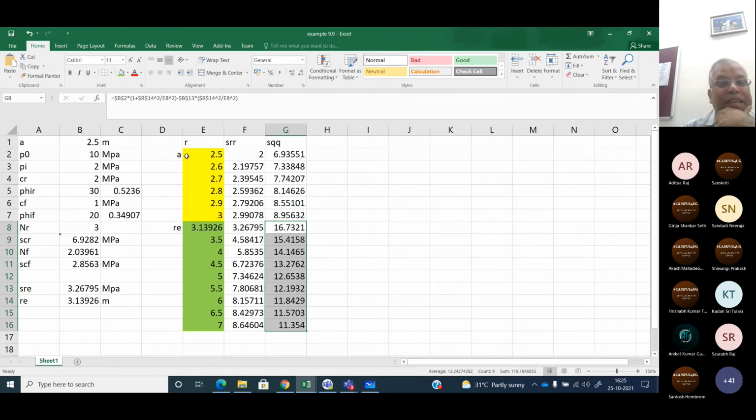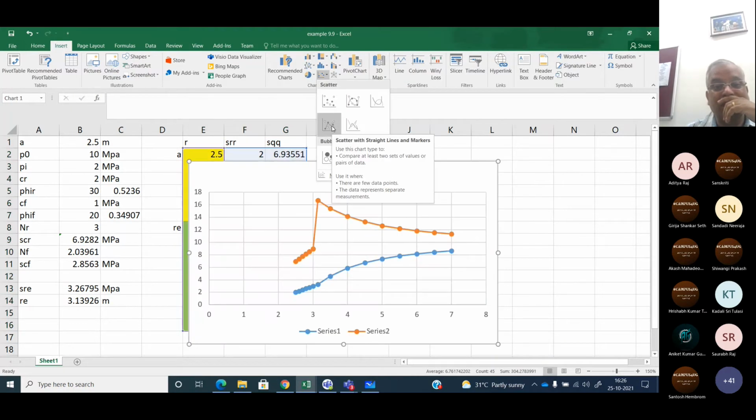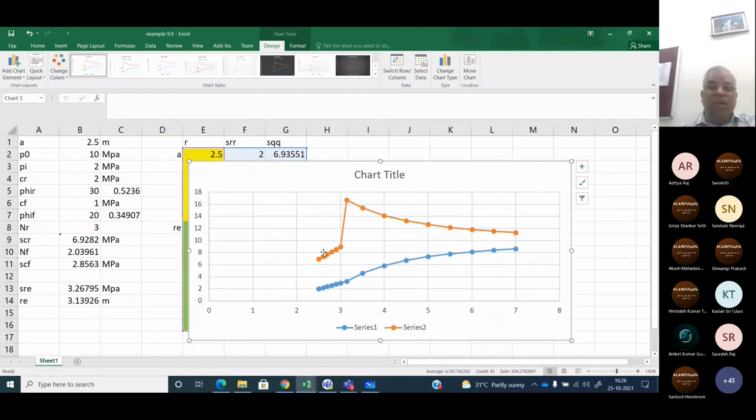Okay. Now if I plot this, see, this one is sigma theta theta. It is gradually coming towards 10. This is sigma RR, also gradually coming towards 10 because K equals 1.